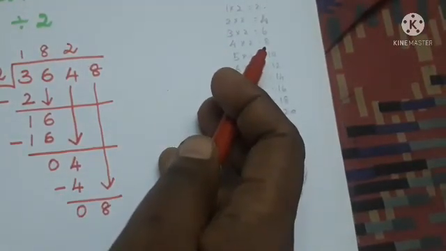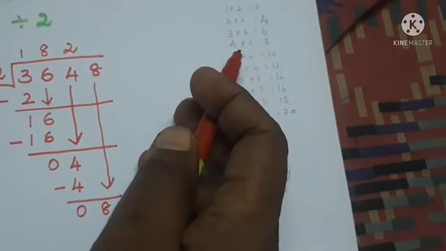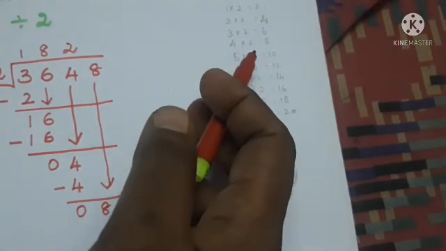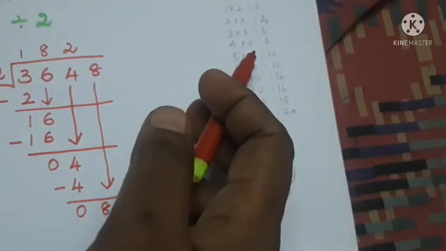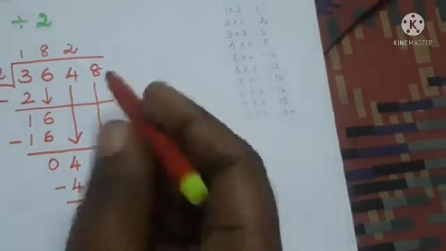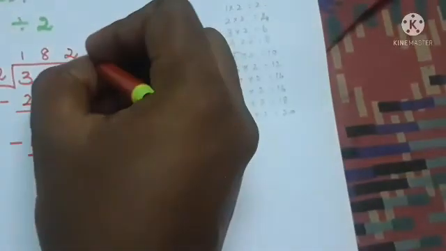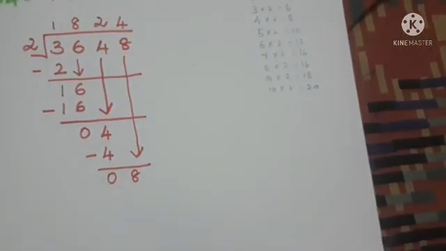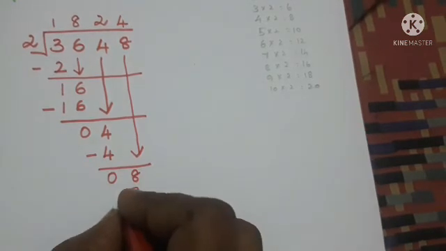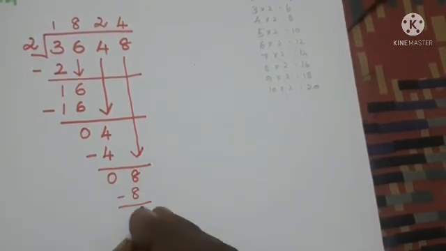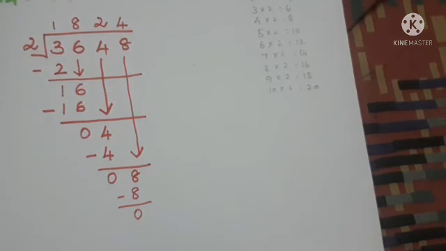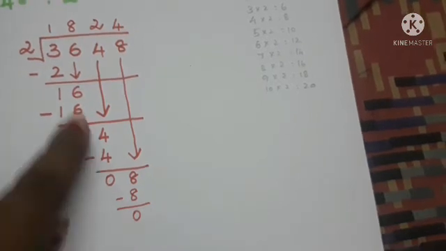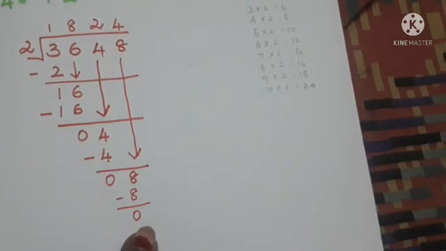Exactly, we have the value 8. That means 4 into 2, 4 2's are 8. So 2 goes 4 times in 8. So we have to write that 4 in the ones place value of the quotient and write the 8 down. Next we have to subtract 8 minus 8. So 8 minus 8 is what? 0.